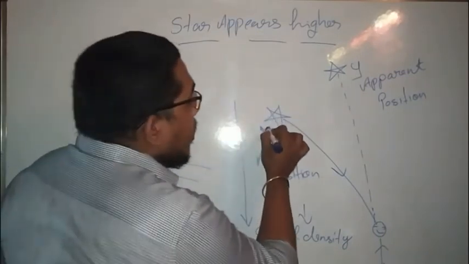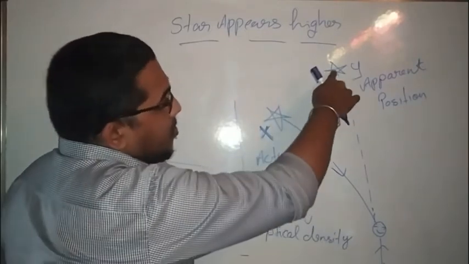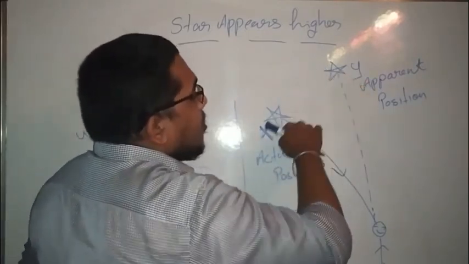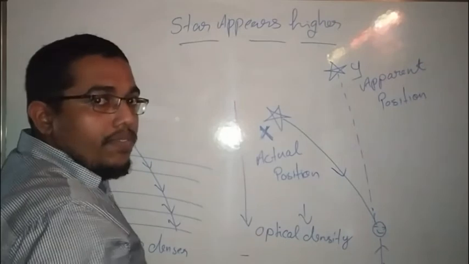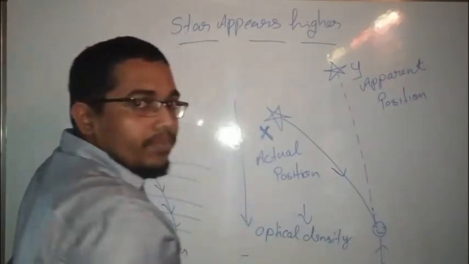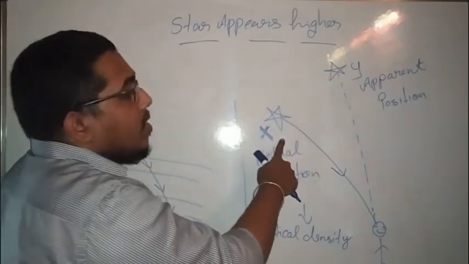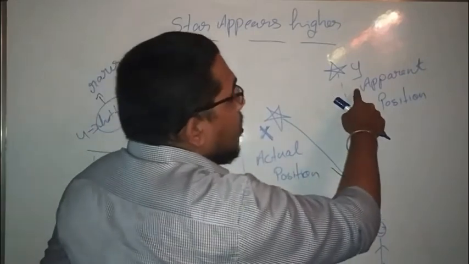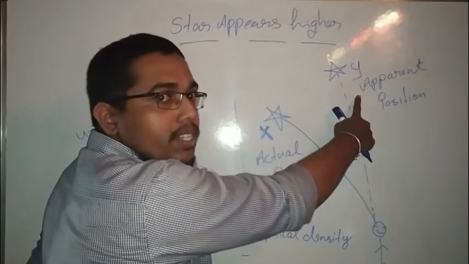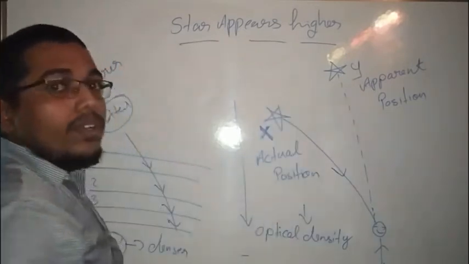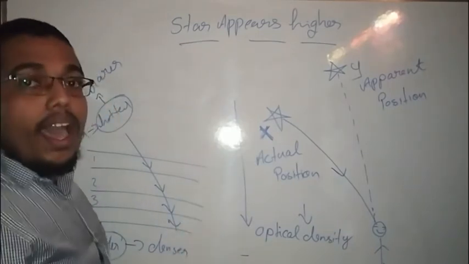Here you just remember that the star is at the position X and the same star appears higher than its actual position, that is Y. Whenever a person observes the star from the surface of Earth, he or she sees the star slightly higher than the actual position. The actual position is X, but he or she sees the star at the position Y. That position is called the apparent position. And this phenomenon is due to atmospheric refraction, which means the refraction that takes place in the atmosphere.